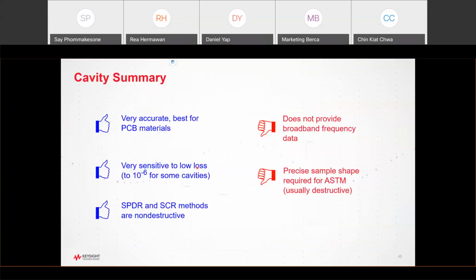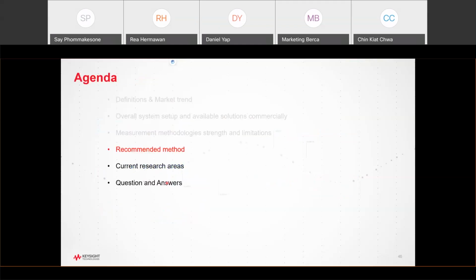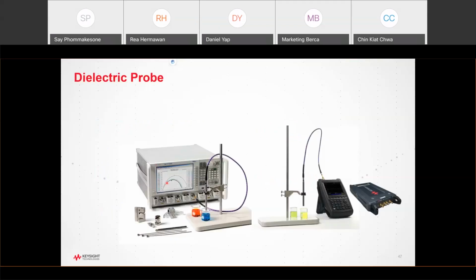So that comes to the summary of that particular cavity method. This is absolutely the best for low loss and very sensitive to low loss material. This is the only method that must be used by people who need super accurate low loss material characterization at high frequency like millimeter wave 5G and automotive radar applications. Okay. So let's talk more specifically close to bioengineering.